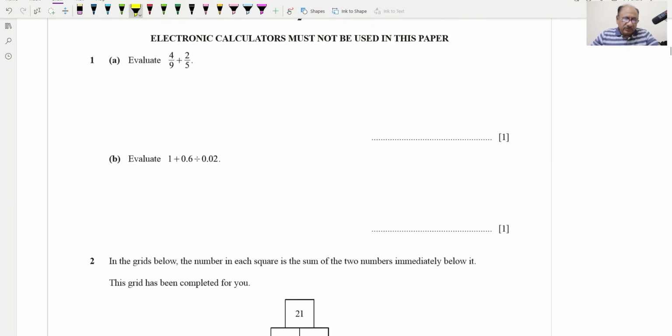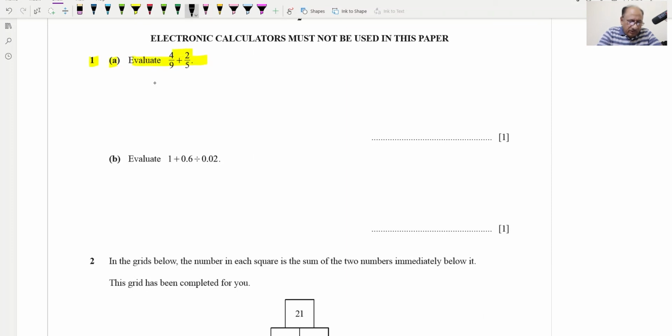Keep in mind this is a non-calculator paper, so a calculator is not allowed. We will show all the complete working, and we will not be using a calculator for this paper. So we need to evaluate question number 1, part A.